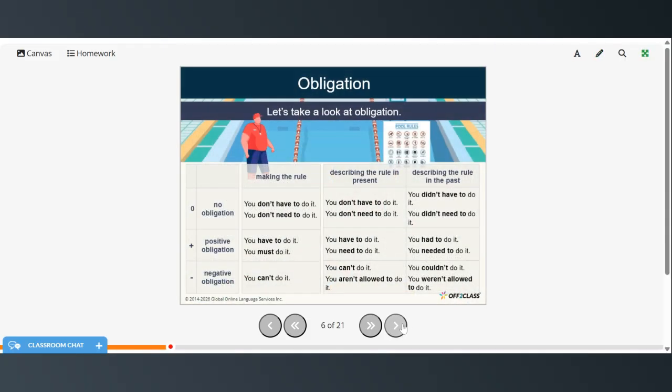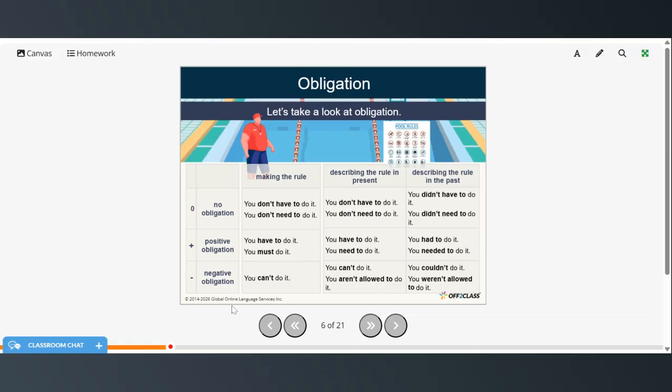So let's take a look at obligation. So we have no obligation: you don't have to do it or you don't need to do it. That's making the rule, describing the rule in the present. And describing the rule in the past, you didn't have to do it, you didn't need to do it. Now a positive obligation: you have to do it, you must do it, or you need to do it. And in the past, you had to do it or you needed to do it.